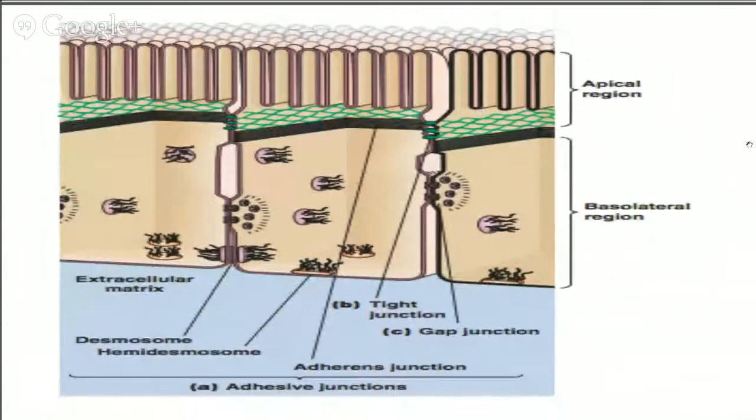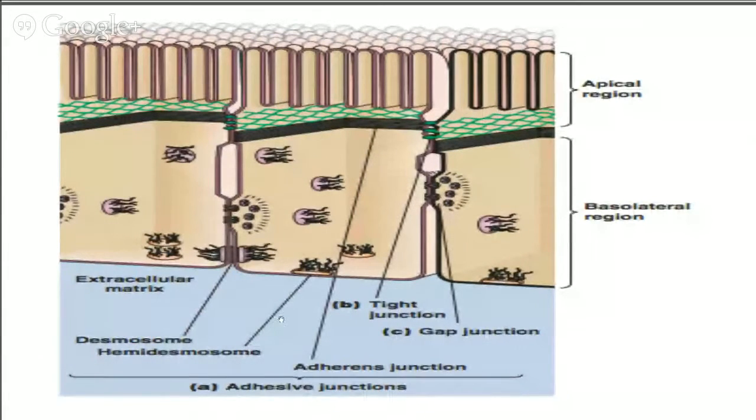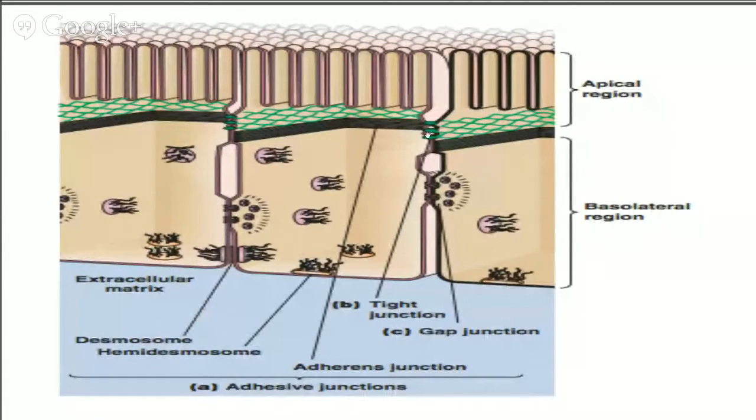This is just an enlarged figure of cells, and we have the desmosome down there, and the hemidesmosome, and a tight junction, and the gap junction seen there. Then the apical region and the basolateral region.